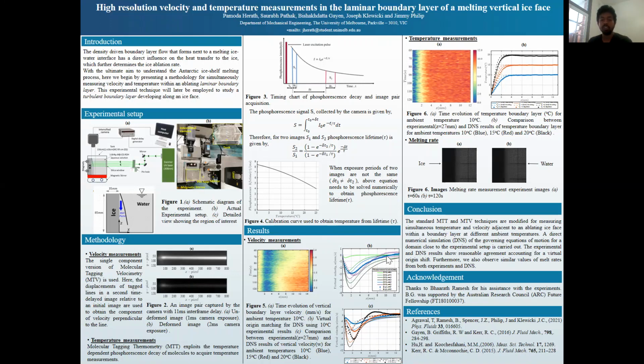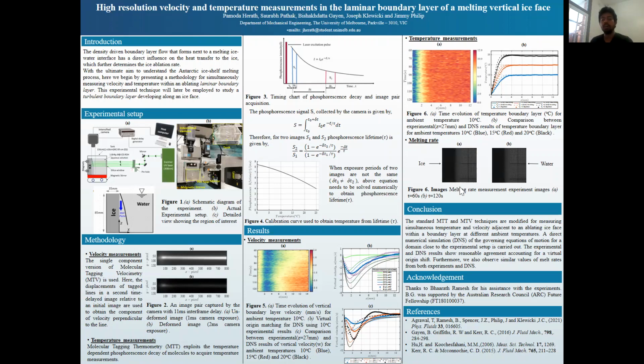After some virtual origin shifting in DNS, we were able to achieve good agreement between experimental and DNS results in both the velocity and temperature measurements. We obtained a rough estimate of melt rate experimentally, and when we compared those values with DNS results, we were able to obtain good agreement with DNS.